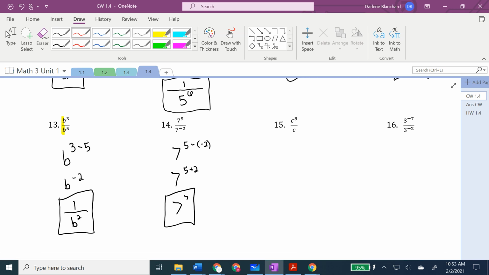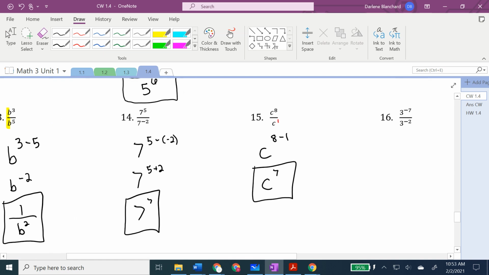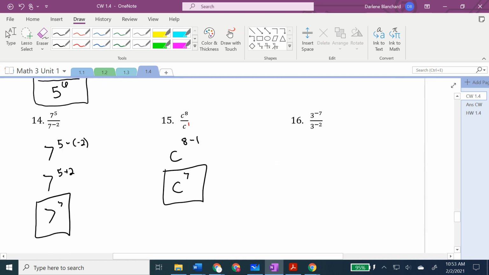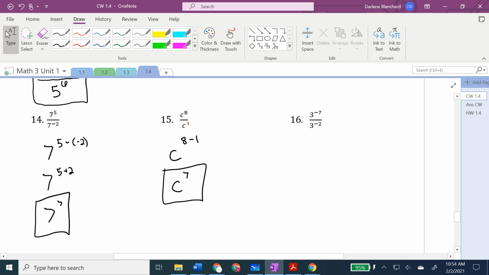For number 15, make sure you understand there's the understood exponent 1 if you don't see it. And I subtract my exponents when I'm dividing with the same base. Maybe you saw that without using exponent rules, and if you did, perfectly fine. You don't have to use the exponent rules if you see what's going on from another point of view.